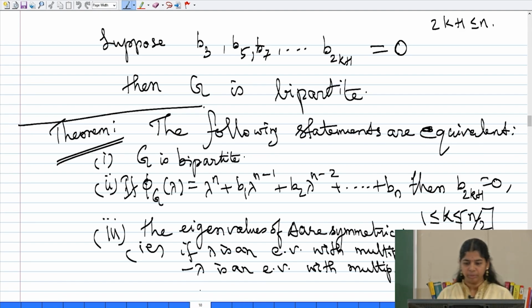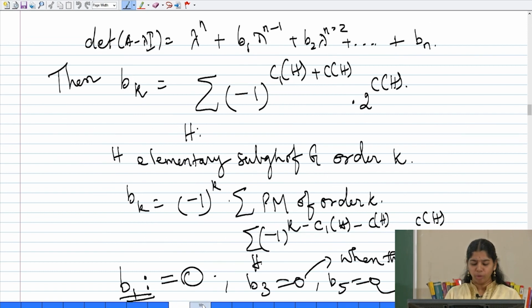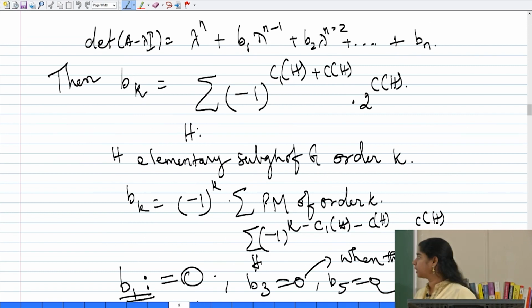Okay, welcome back everybody. Let me just complete some things that I left in the morning. In the morning we were seeing about this Bi's being 0, right? If there is no odd cycle in the graph, then we know what the coefficients are going to be. Suppose there is an odd cycle, can we count how many there are? So suppose it is there, it means that obviously B3 is non-zero.